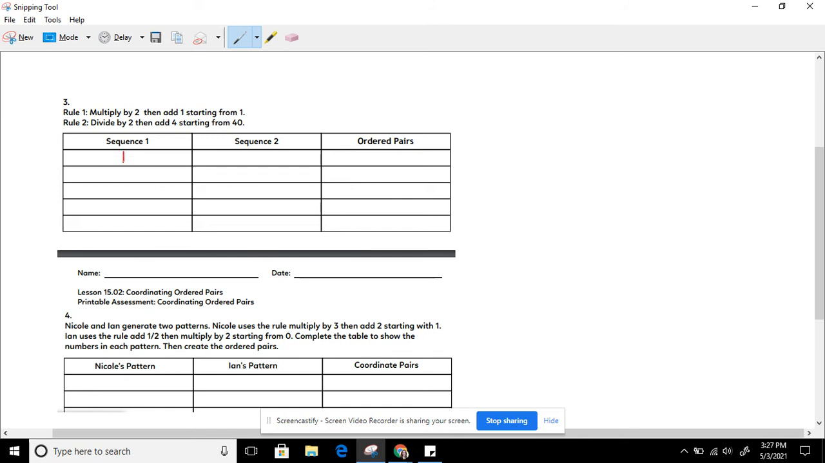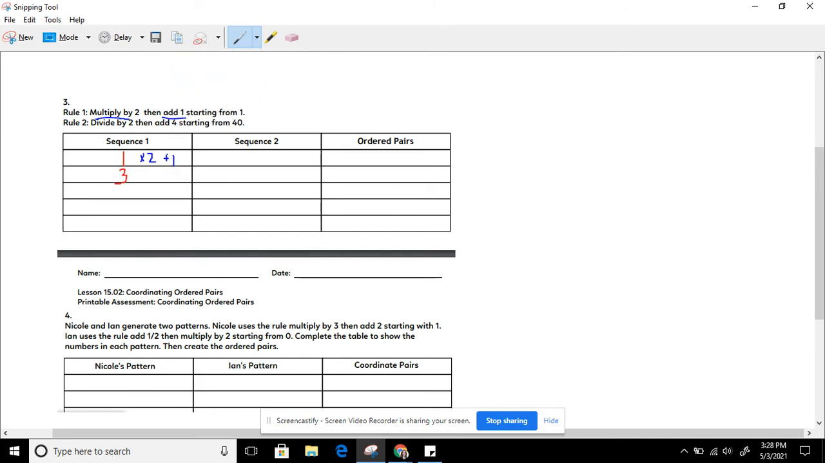For sequence 1, we're starting with 1. And let's look at the rule here. And this is where we have 2 steps here. We're multiplying by 2, and then we're adding 1. That's why writing out the rule on the side might help you. So we're going to multiply by 2 and then add 1. So 1 times 2 is 2 plus 1 is 3. So our next number is 3.